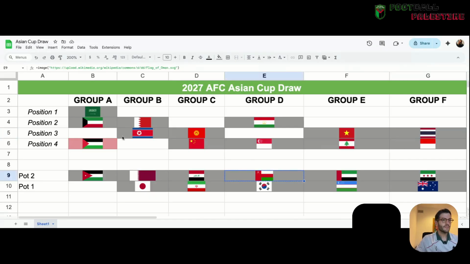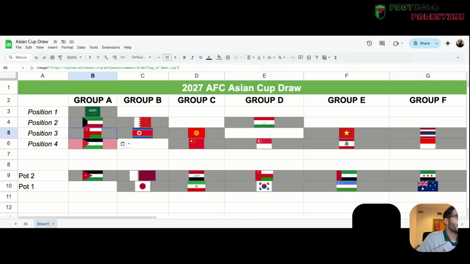So we have Kuwait, Oman, Palestine in Group A. Right, let's move on to the next ball. And Oman goes into position 3. So we know Group A already, the all Arab group: Saudi Arabia, Kuwait, Oman, and Palestine.